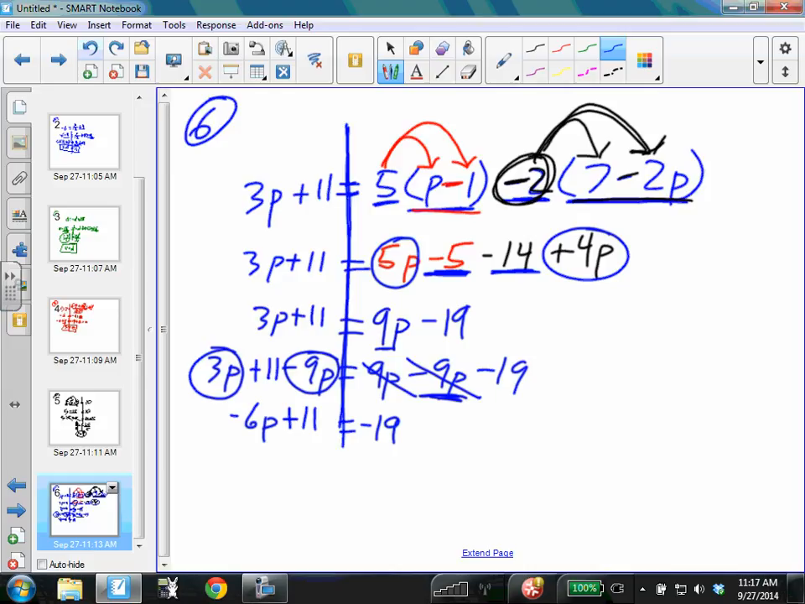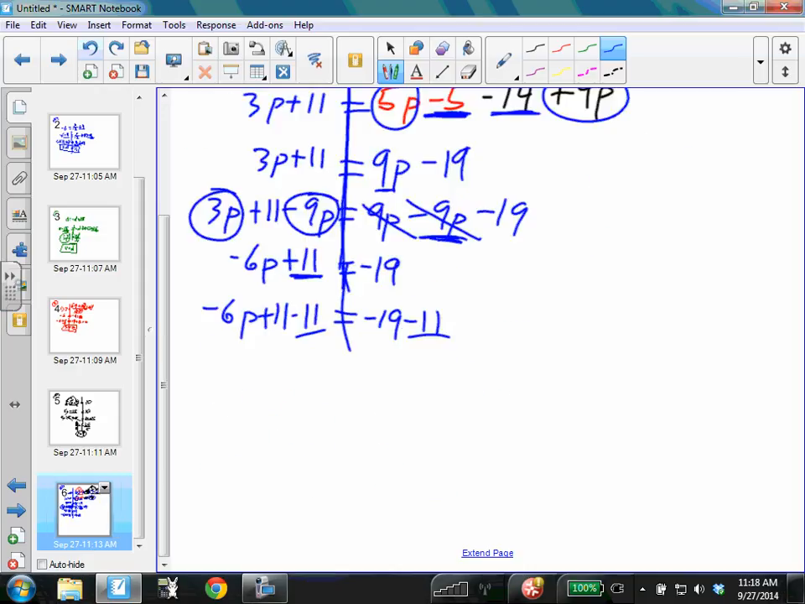Okay, so I'm still trying to get p by itself, which means that I first need to move this plus 11 right here. So negative 6p plus 11. And if I want to move this positive 11, what I need to do is subtract 11 from both sides of the equal sign. And I'm going to move this over so I can keep up with it better. Negative 6p plus 11 minus 11 is equal to negative 19. And now we're going to subtract 11 from both sides. So I subtracted 11 from each side of the equal sign. You can go down here.